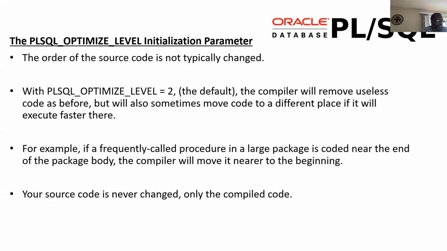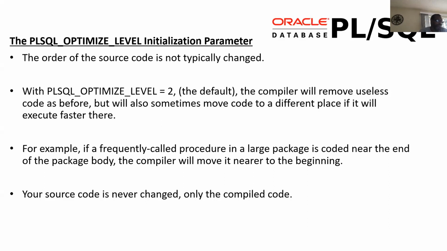So for example, frequently, just what I stated. Your source code is never changed, only the compiled code. Now remember, you won't see this movement in the source code. This is only happening in the compiler during compilation. All this movement is just to make sure that when that code is executed, it's going to run as fast as possible.